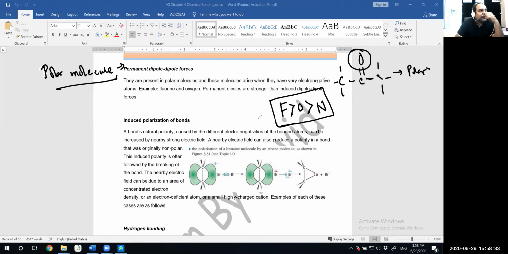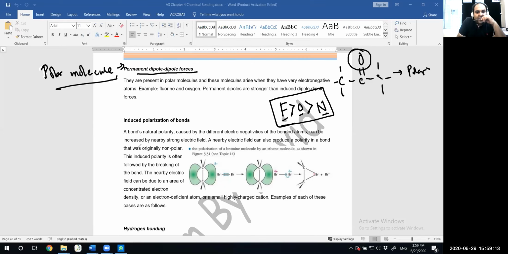So whenever you see that in a molecule you have fluorine, oxygen, or nitrogen, you would understand that the molecule is polar and it will give rise to permanent dipole forces. Clear? So what does the word permanent mean? That it's always there. Permanent dipole forces means it's always there, and that is present between polar molecules.